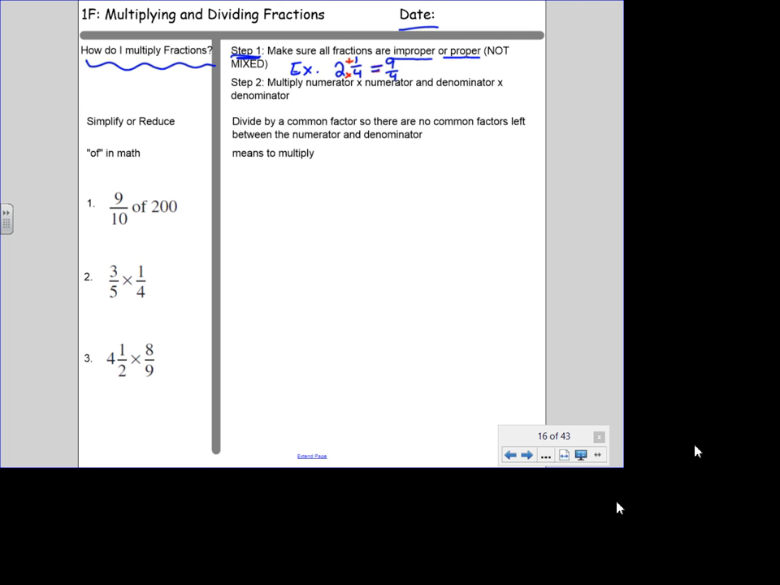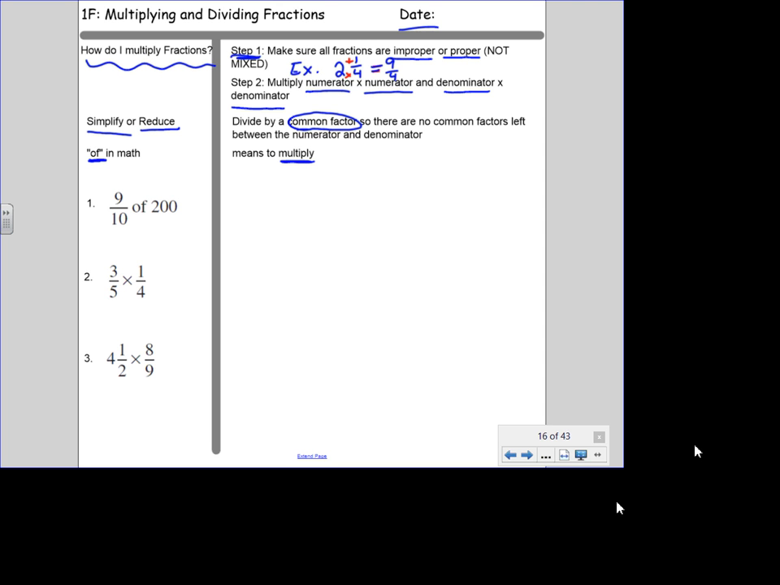Second is when you multiply, we always multiply numerator by numerator and denominator by denominator. So we never flip-flop. Always numerator to numerator and denominator to denominator. All right, and then of course at the end we always want to simplify our answer, or sometimes you'll hear that as reduce. So you always want to check if you have a common factor that we can simplify, and that's about it. There are a couple questions that sometimes you'll see multiplication as the word of. So when you see the word of in math, that really just means to multiply.